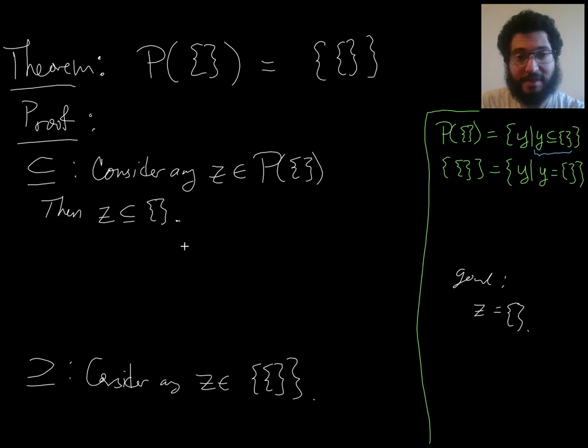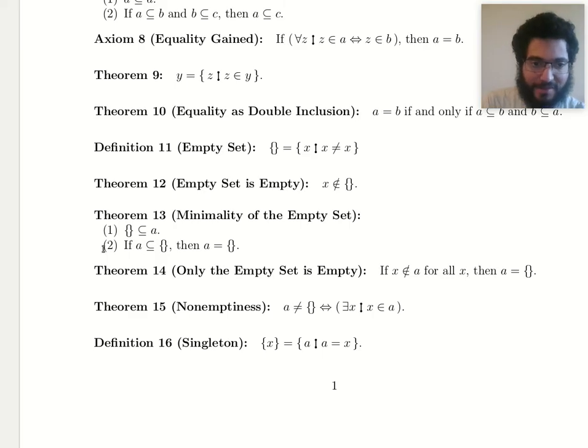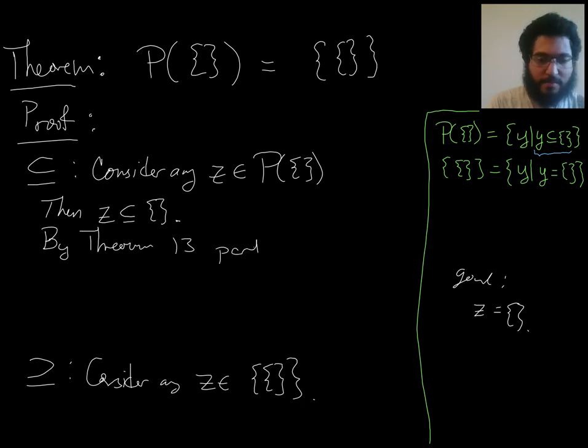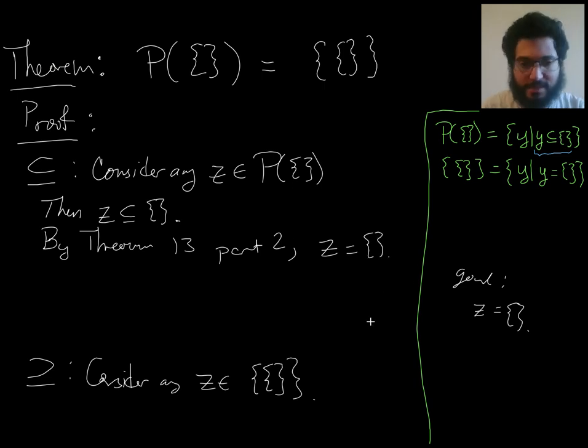But I don't even need to make that argument. That's done for me already in part 2 of Theorem 13. So if I reference this one, it says if z, I can put anything I want here, the free variable, is a subset of the empty set, then z equals the empty set. Wonderful. So by Theorem 13, part 2, z then equals the empty set. Anything that is a subset of the empty set must be the empty set.